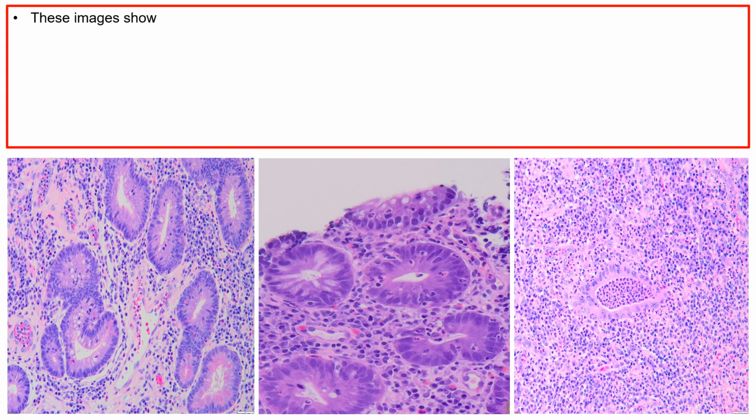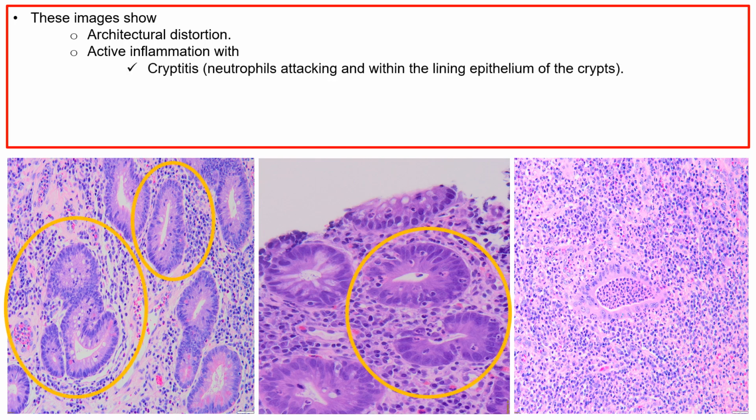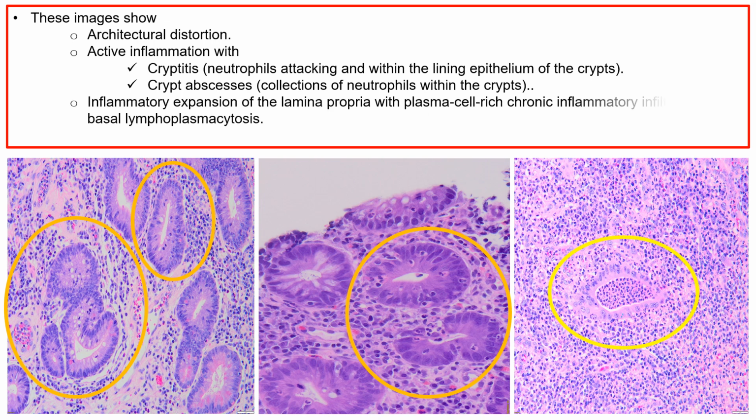These images show architectural distortion, active inflammation with cryptitis, neutrophils attacking and within the lining epithelium of the crypts, crypt abscesses, collections of neutrophils within the crypts, inflammatory expansion of the lamina propria with plasma cell-rich chronic inflammatory infiltrate and basal lymphoplasmacytosis, and Paneth cell hyperplasia.